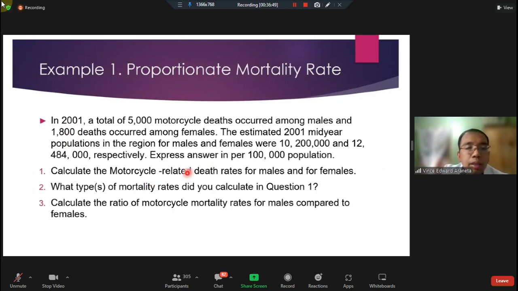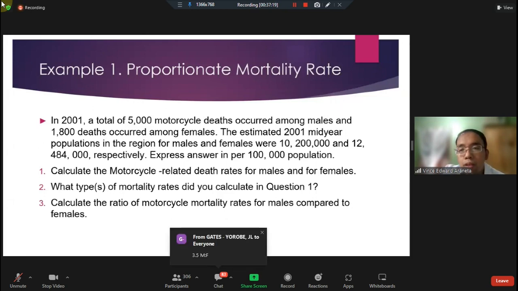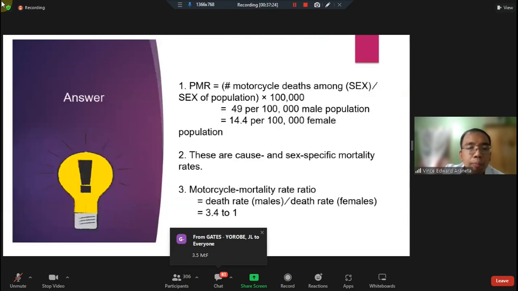So what type of mortality rates did you calculate? Or maybe you can answer first, what is the ratio for males and females for these motorcycle mortality rates? Can you calculate the ratio of the motorcycle mortality rates for males compared to females? Yes, it's around 3 point plus, males to females, or 3.4 to 1, if you take into account all the numbers, even including the decimal. These are actually cause- and sex-specific mortality rates.